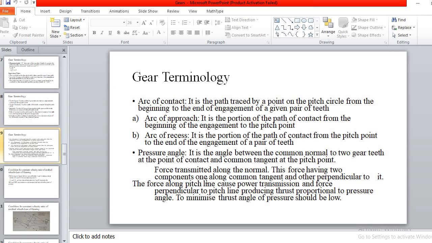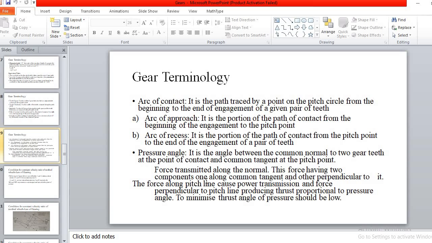So path of contact is the locus of points when two gears are engaging, from the start of the engagement to the end of engagement. Whatever the points of contact along these gear teeth, that particular locus of points is nothing but the path of contact. And the angle traced from start to the end of the engagement is nothing but the angle of action.